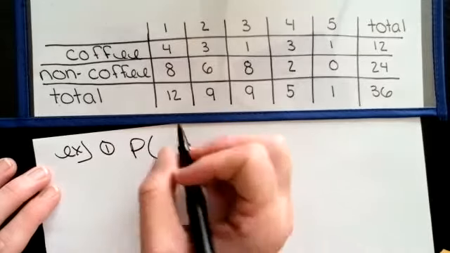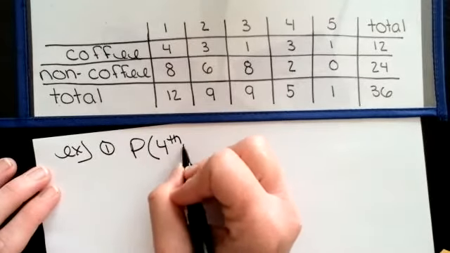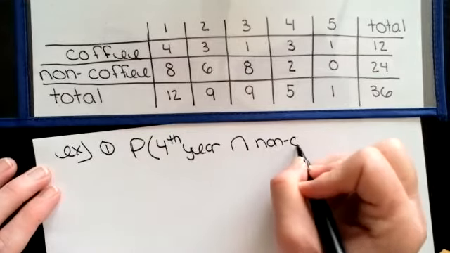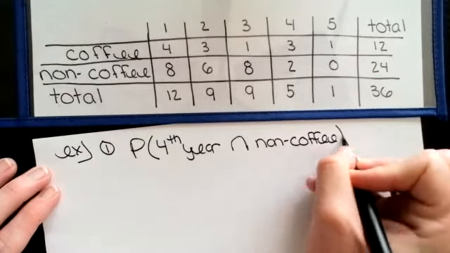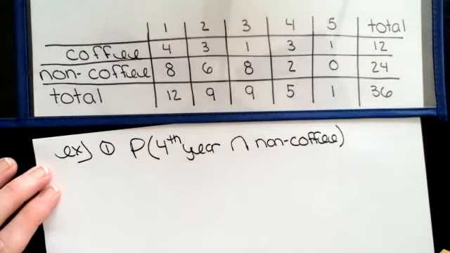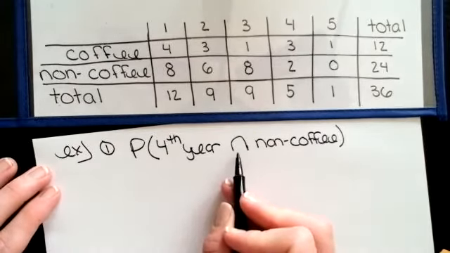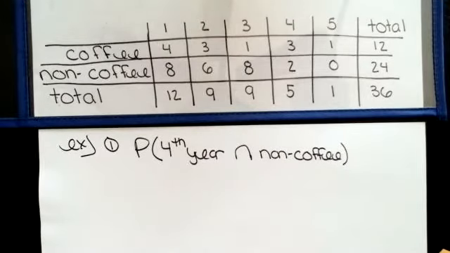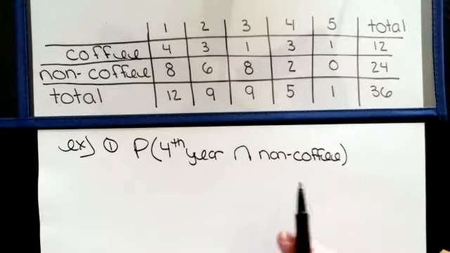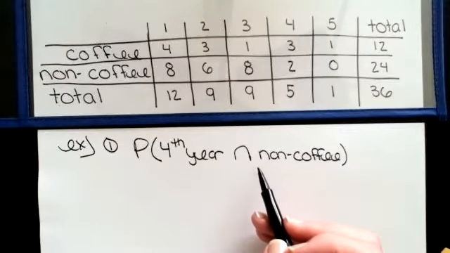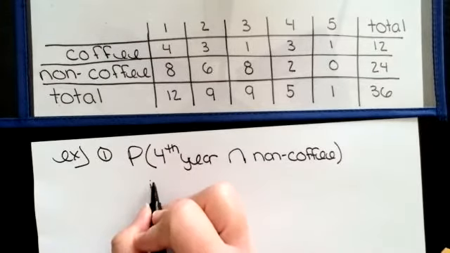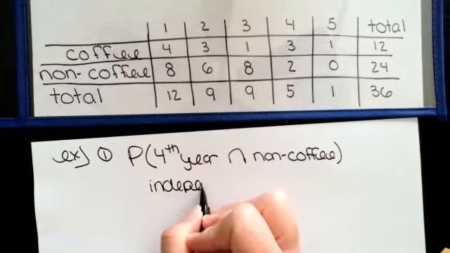But I want to look at the probability of a 4th-year student and a non-coffee drinker. So right here, this is an and. When I'm looking at an and problem, so here, the intersection, remember that's the overlap. It's where the 2 come together, right? The 4th year and the non-coffee, it's where they're both there. And in order to use the special case, I need them to be independent. I don't know. I'm going to ask myself, are these independent?